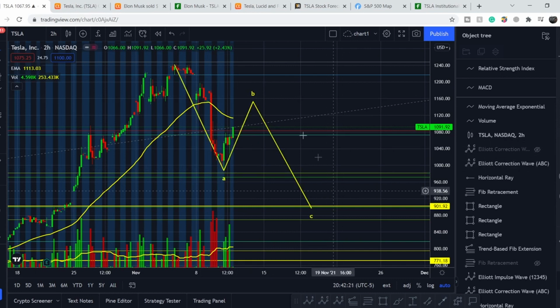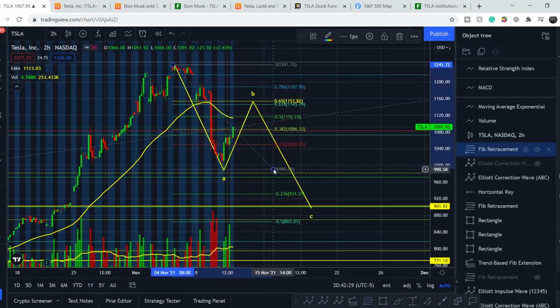So what should we expect next? If I measure this movement from the top to this bottom with the Fibonacci retracement tool, we have the following targets. As you can see, we hit exactly the range of 0.382, and technically we broke it to the upside. This means we might land in the range of 0.5 level at the price point of $1,116, or even on the golden pocket, and it is a price range between $1,145 and $1,153.